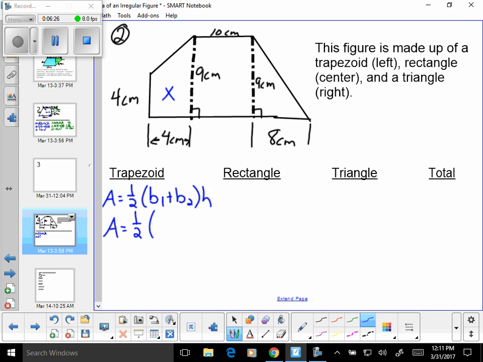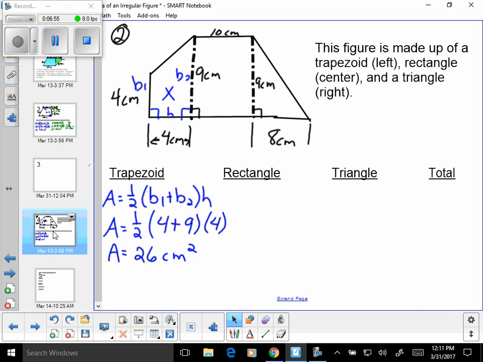Now here again, I've got to look for right angles. Well, here it is, and here's the other one. So that means this is actually my height. So this is going to be b sub 1, and this is going to be b sub 2. So my b sub 1 is 4, my b sub 2 is 9, and my height is going to be 4. When I do the math, my area is going to be 26 square centimeters.